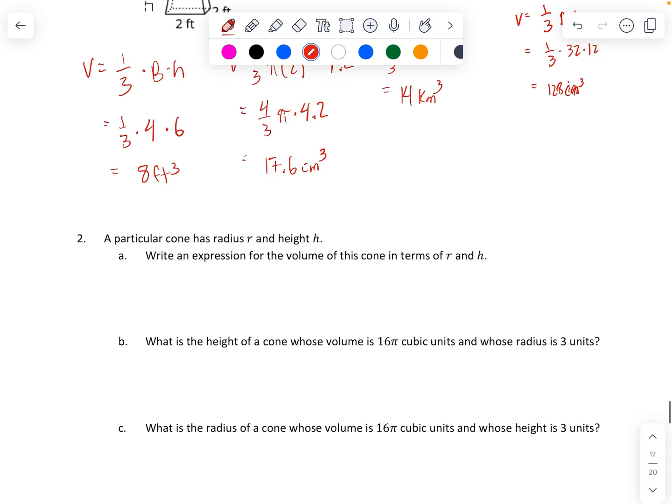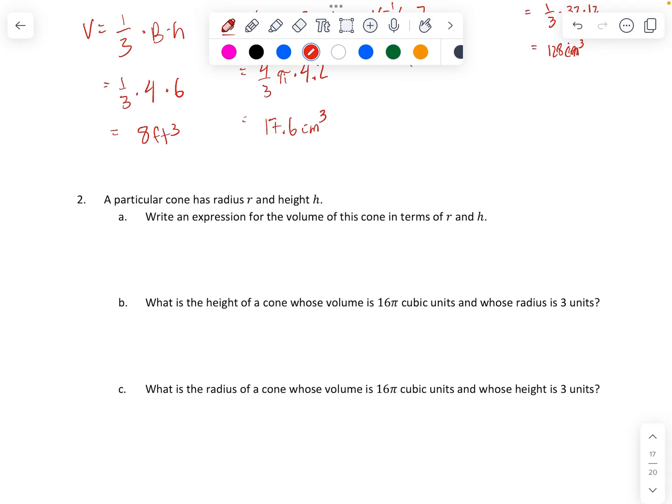All right, part 2, a particular cone has a radius of r and the height of h. So let's draw a cone. The radius is r, the height is h. Write an expression for the volume of this cone in terms of r and h. So volume is equal to 1/3 pi r squared times height.